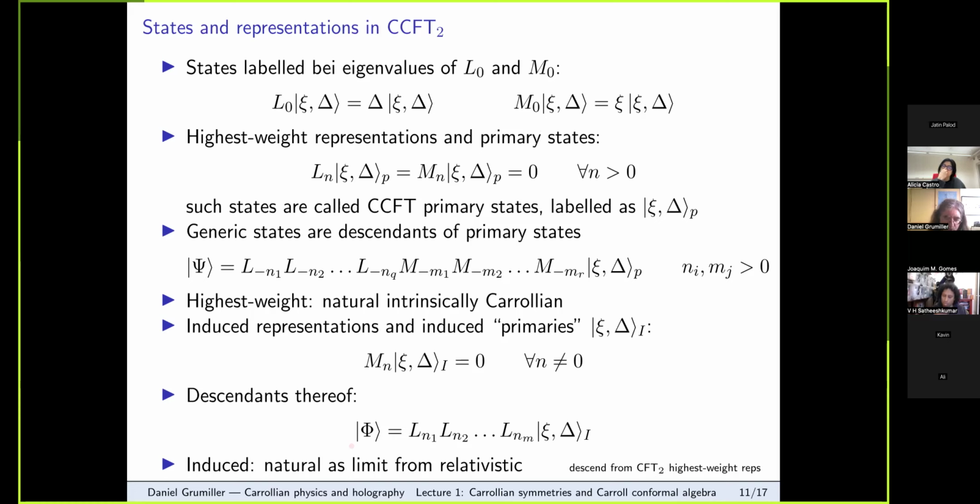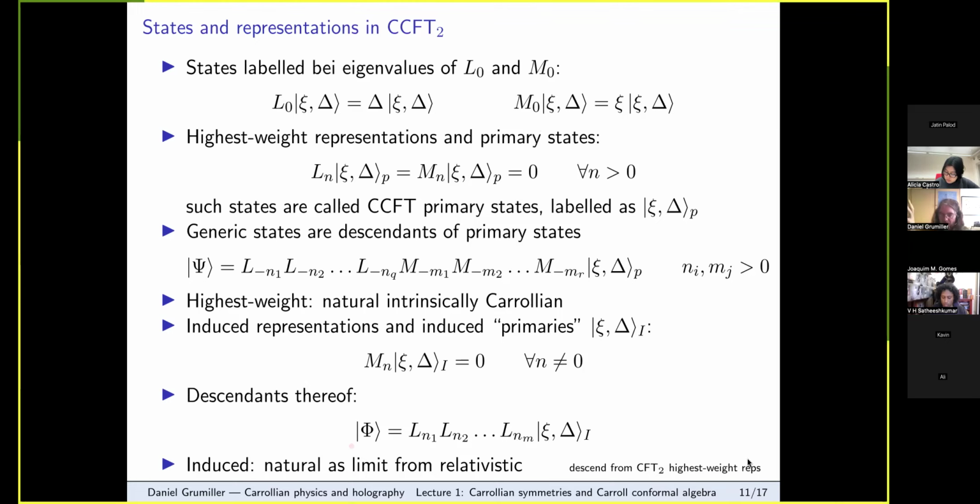I'm not going to show this in detail, but it's not a difficult calculation. And if you're new to this but want to learn more, I encourage you to do this calculation. It takes you less than half a page, I guess. You can show that these induced primaries descend from standard CFT highest weight primaries. And these induced representations therefore descend from the standard CFT2 highest weight representations.